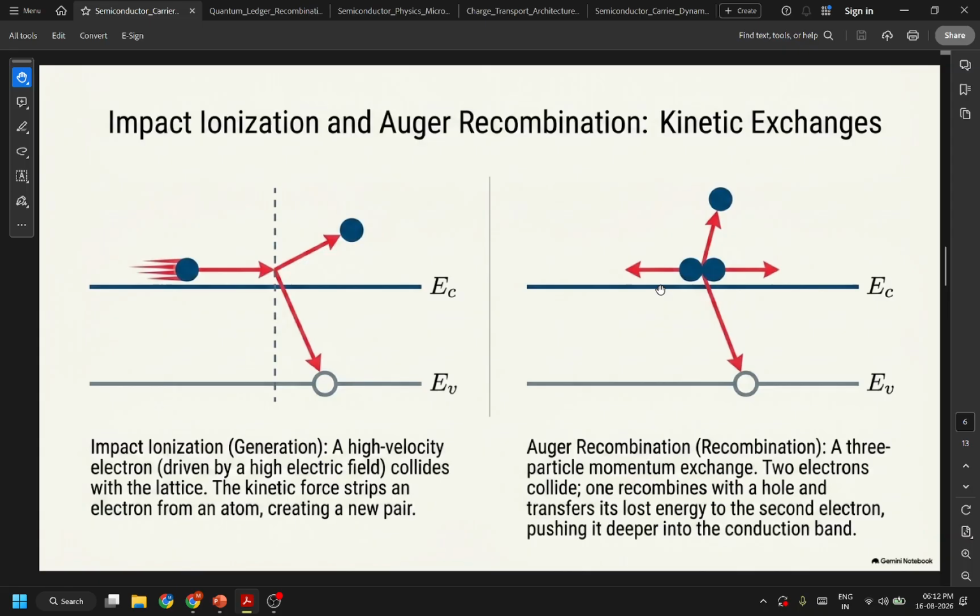So in this, you have two electrons colliding with each other. One electron loses its energy to the second electron and recombines with the hole, and the second electron gains that energy and goes deeper into the conduction band.